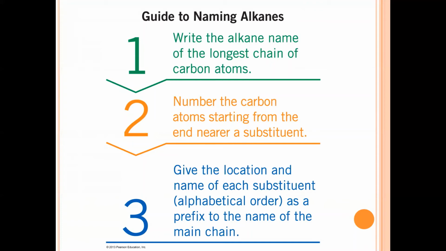Okay, so whatever's going to get us our lowest number of substituents, that's the side that we're going to start counting from. And then we're going to give the location using a number, and then the name of each substituent. But we're going to do it in alphabetical order. Okay, that's the big thing, alphabetical order.